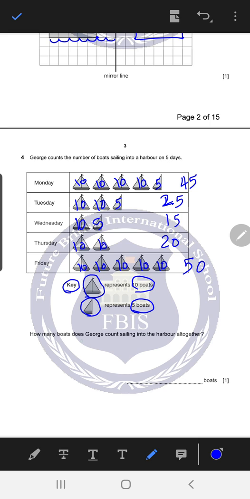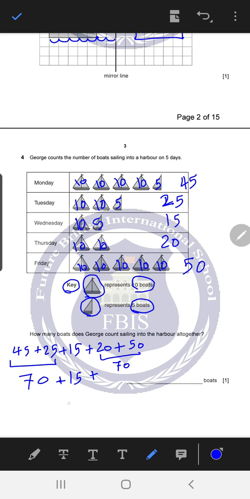How many boats does George count sailing into the harbor altogether? We will add all of these numbers, 45 plus 25 plus 15 plus 20 plus 50. Those together is 70, and those is another 70. So it's 70 plus 15 plus 70. 70 plus 70 is 140. 140 plus 15 is 155.